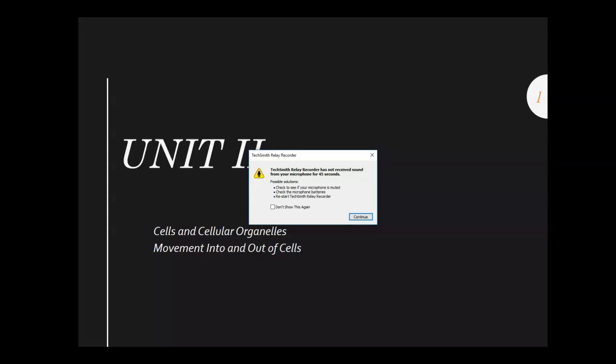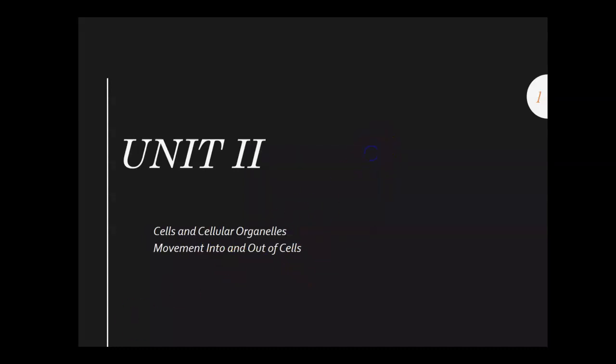Move into cell biology, and we'll begin with cell structure, looking at how cells are ordered and how they function. Okay, so let's look a little bit at cell theory.